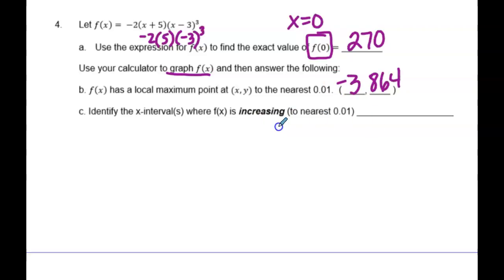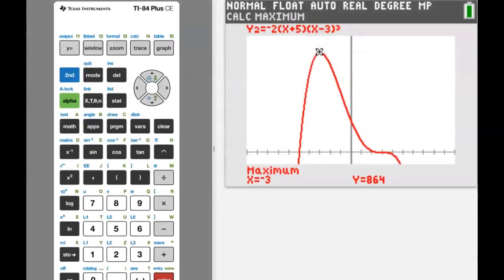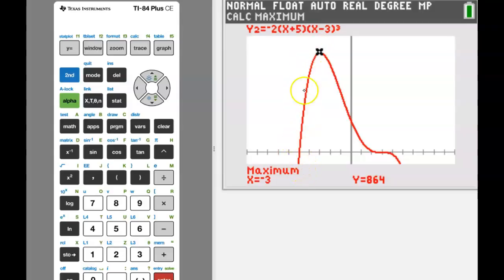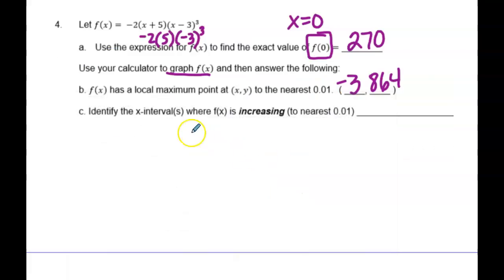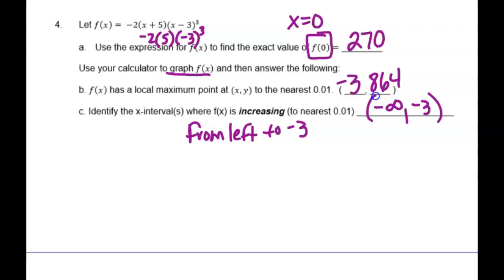And then it wants to know where it's increasing. Do you remember how that goes? Left to right. And you use x values. So the only place this is increasing is here. From the left to negative 3. So you write negative infinity to negative 3.